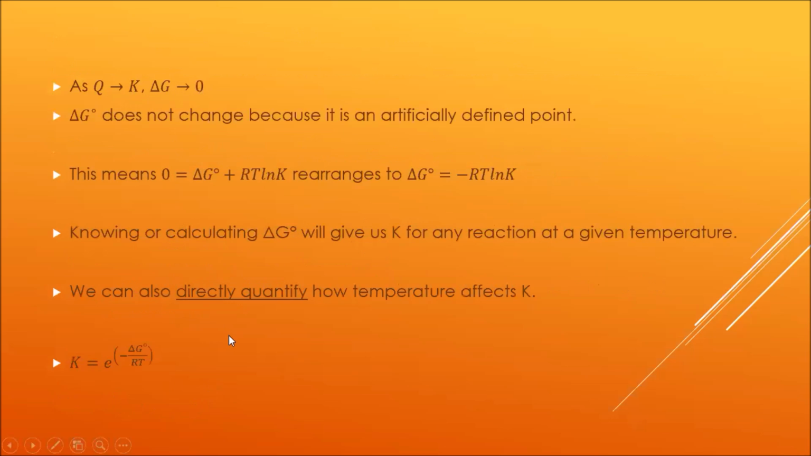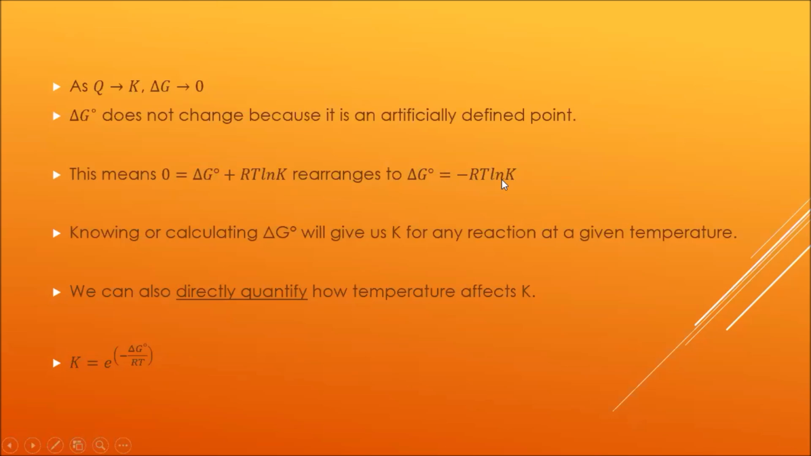But with that in mind, we know that as Q approaches K, delta G non-standard approaches 0. So we get the magical equation that simplifies to delta G standard plus RT ln K equals 0, which is going to give us this final equation. If we know delta G standard, which is the delta G you can calculate using your book, we can figure out the K. If we know the K, we can get the delta G, one or the other.